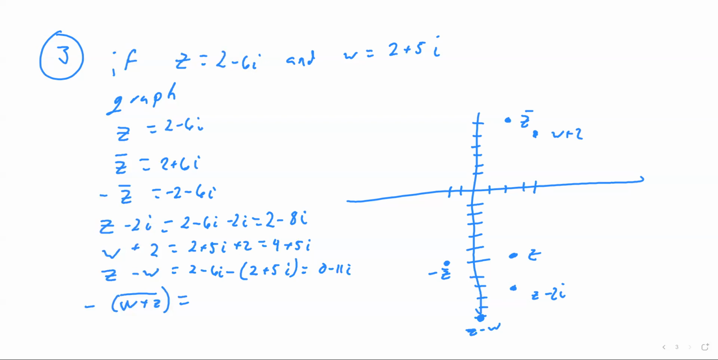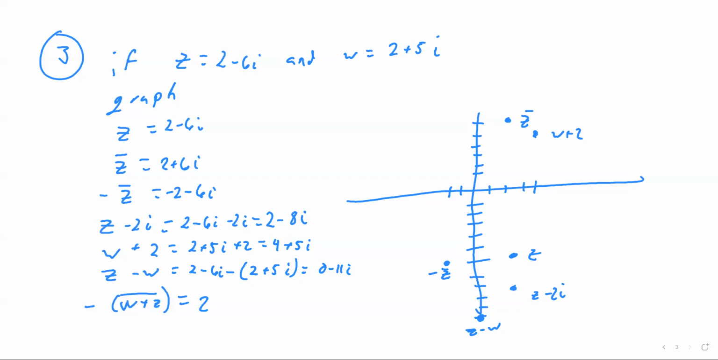All right. This one you can do in multiple ways. You can do w plus z, then take its conjugate, or you can take the conjugate of both of them, then add it. I find it to be easier to work inside out. So I'm going to do w plus z first.